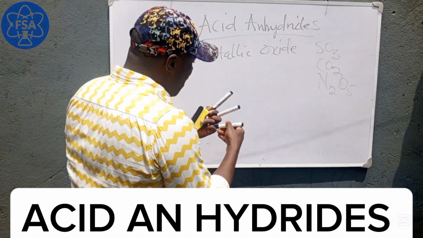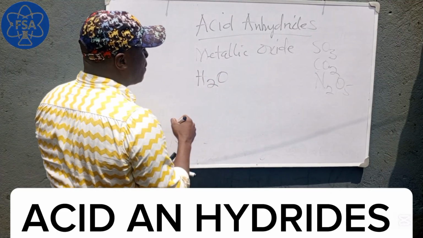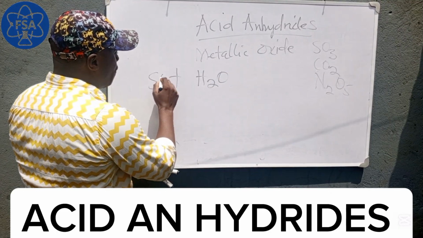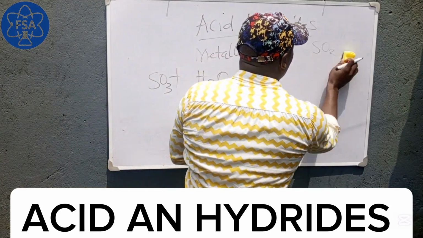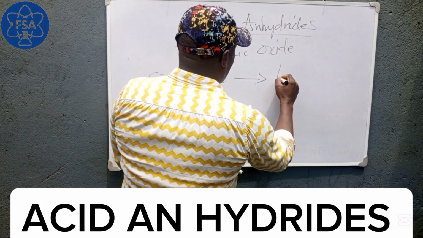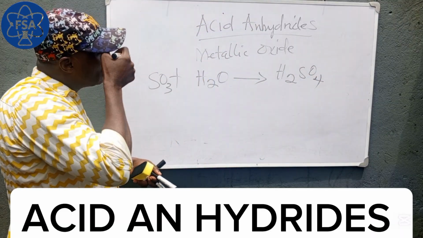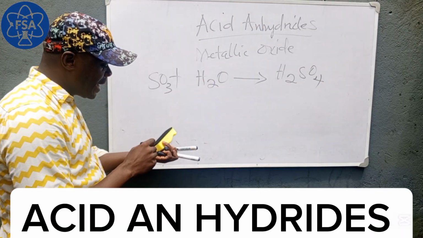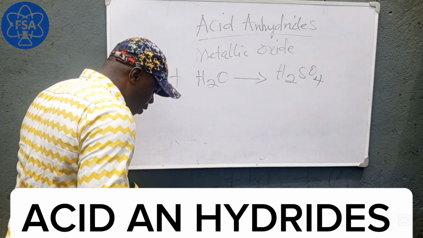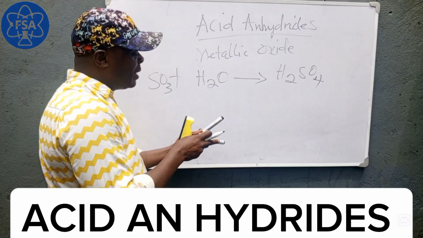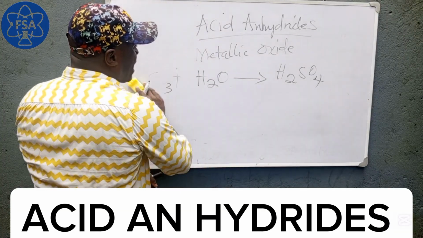So for instance, we have water, H2O, and SO3. When they dissolve in water, we have an acid, which is H2SO4. So this is a typical example of an acid anhydride. Also, some organic acids exhibit this character.